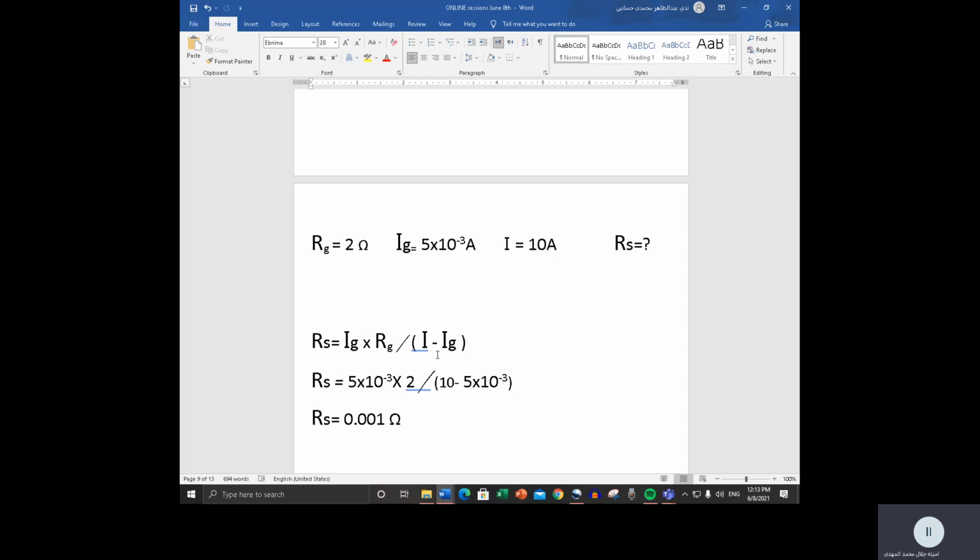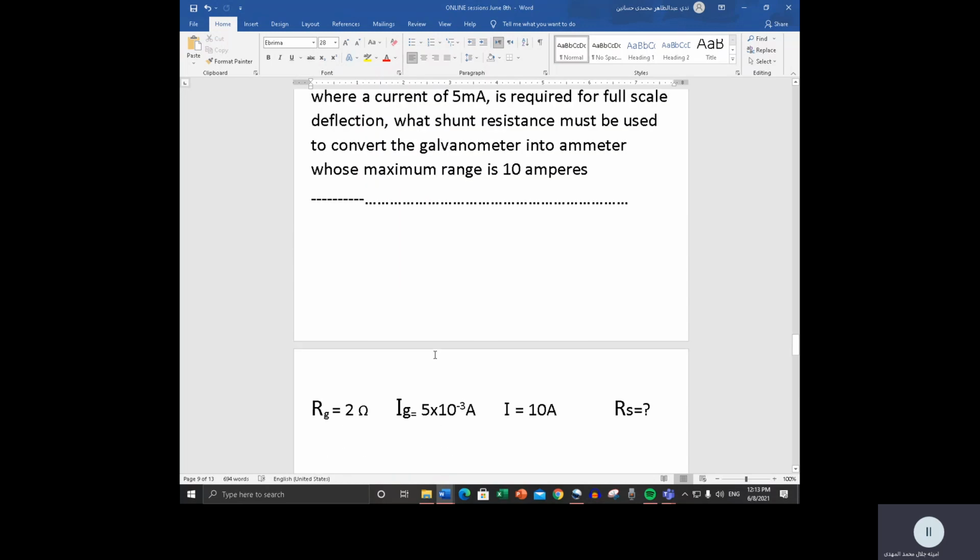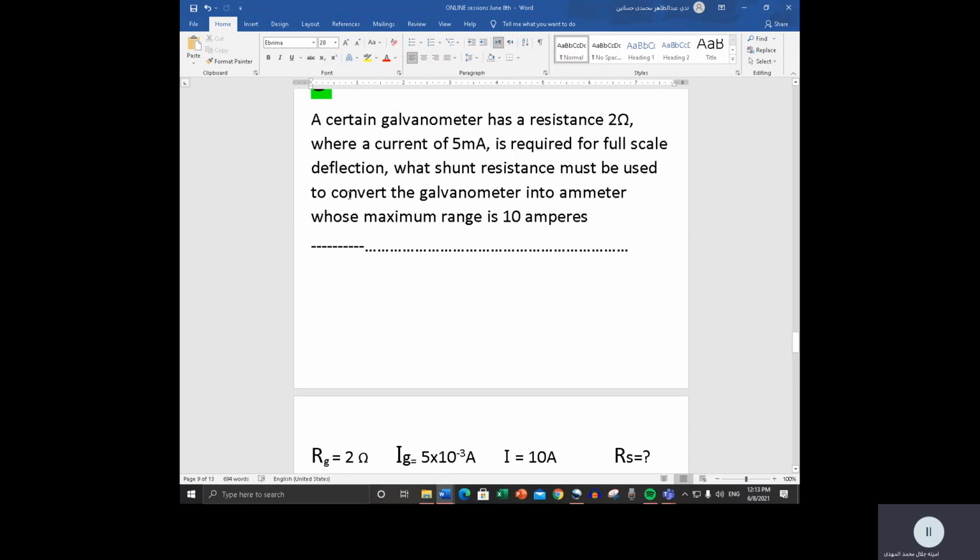Now, the key to answer questions of electric instruments is to understand the symbols I'm using. So when he says a galvanometer has resistance, what is this resistance? It is RG. All right. Why RG? Because it is related to the galvanometer. A current of 5 milliampere is required for full scale. What does it mean? This is the current. Current of what? Of the galvanometer. Very simple. And then what shunt resistance? RS. And then he said convert it into ammeter.